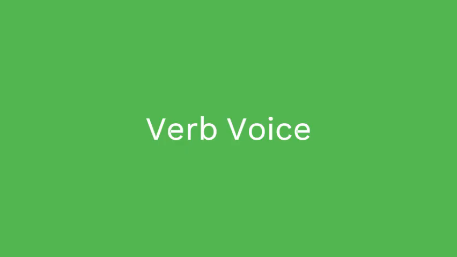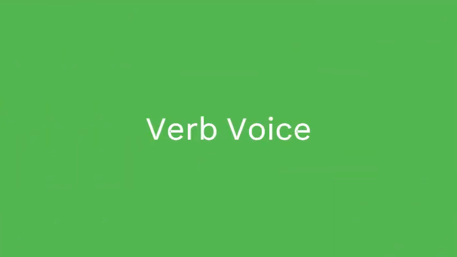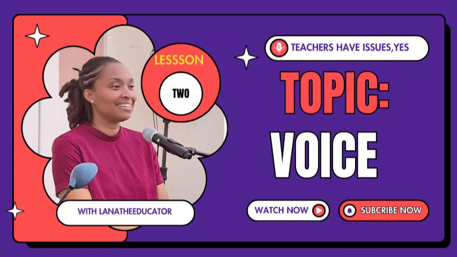Verb voice is a grammatical structure, which is what we're going to look at today, the active voice versus the passive voice, while literary voice is about an author's distinct style, tone, and attitude. So as I said, we will be looking at verb voice, which is a term that is used to denote the form of the verb, which shows if the subject in a given sentence is the doer or the receiver of the action.